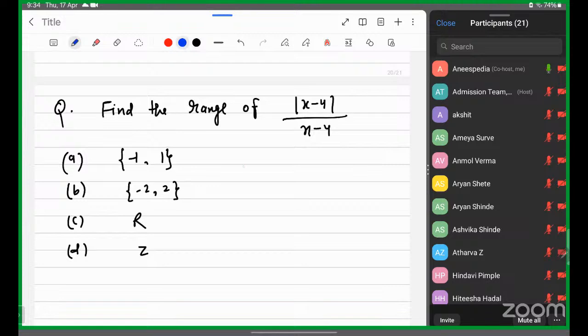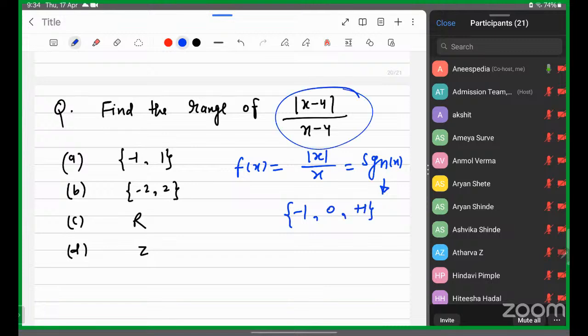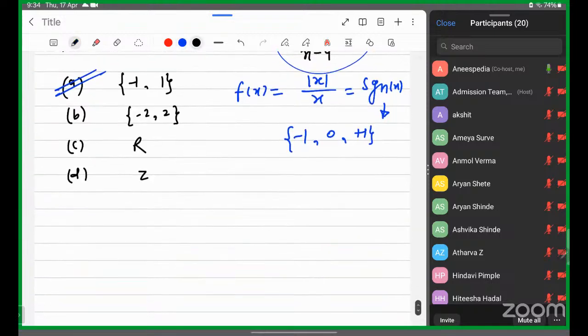If you look at the function, this function is somewhat like mod x by x, which was signum x. And the range of signum x was minus 1, 0, and plus 1. So this function will behave as signum x and its range will be minus 1, 0 and plus 1. So option A will be the right option, minus 1, 1.